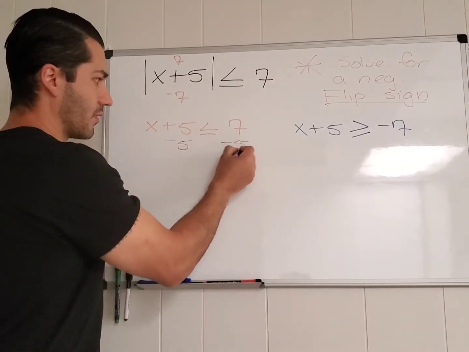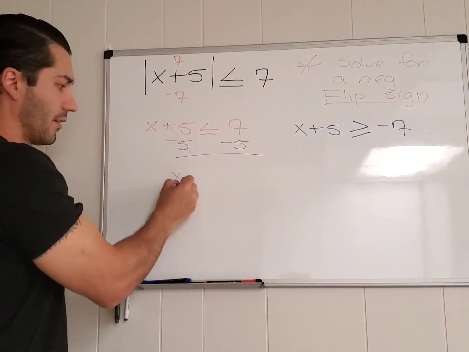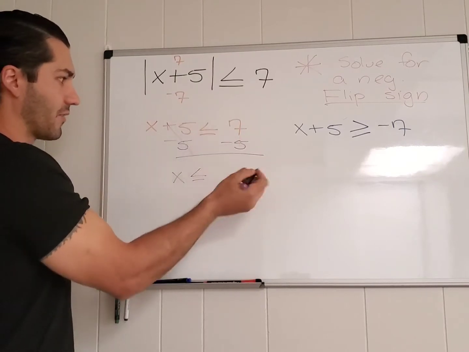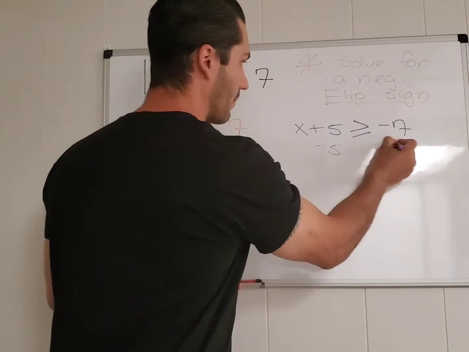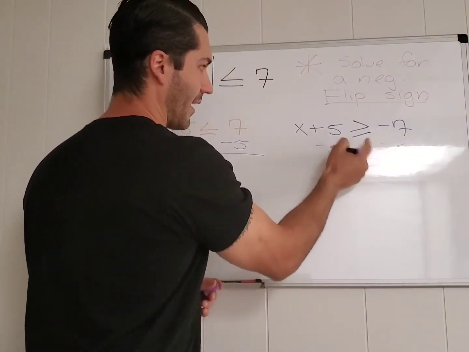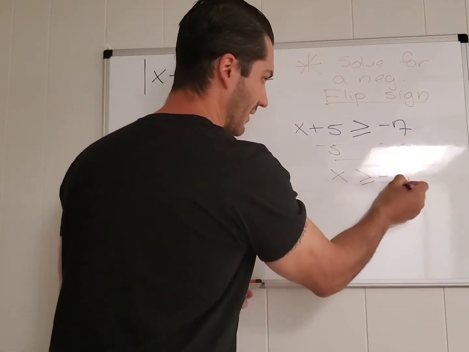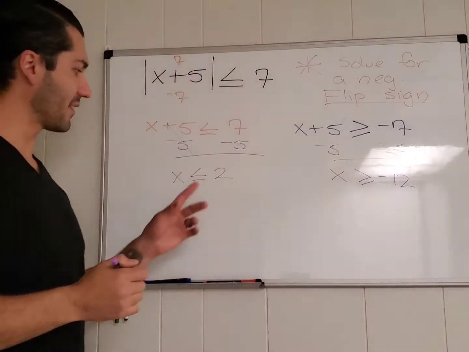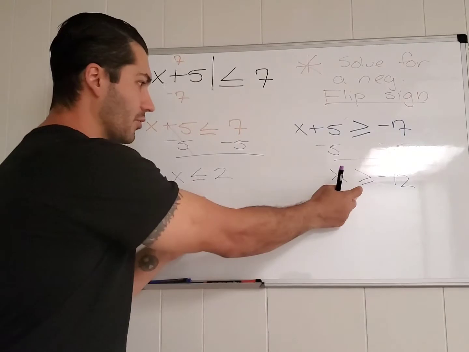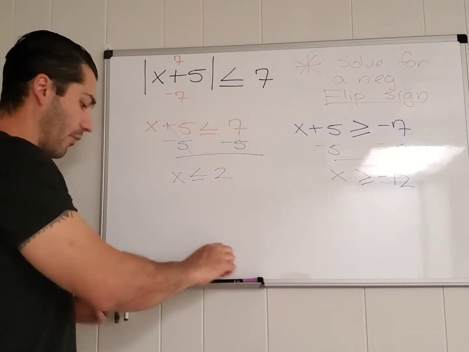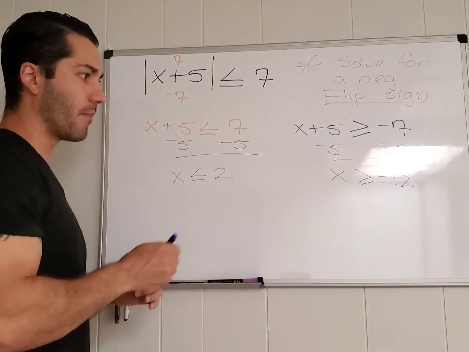Minus 5, minus 5. x less than or equal to 7 minus 5 is 2. Minus 5, x greater than or equal to negative 12. And if you look, you have the same numbers that you had before with the equation, except these are inequalities. And we're not done yet. This isn't even my answer.